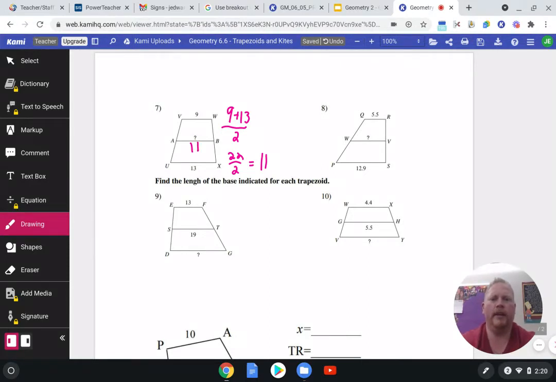Okay. Let's do the same thing for question number 8. I'll add up the 5.5 and the 12.9 and divide by 2. So that's going to make 18.4, which turns into 9.2.